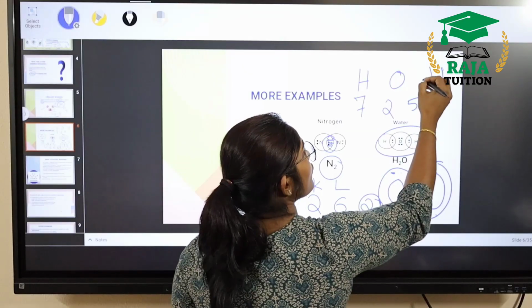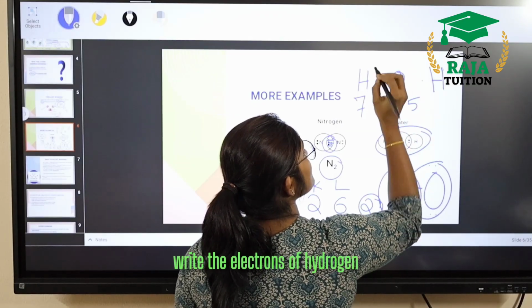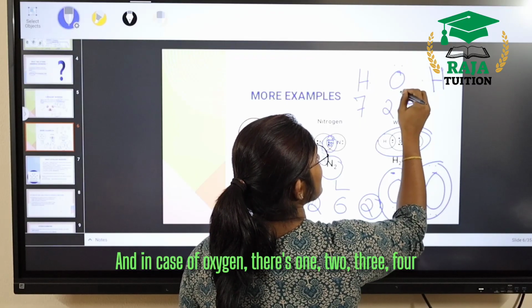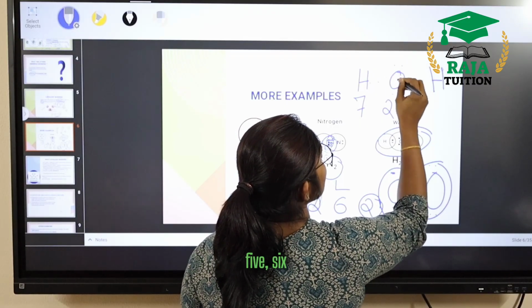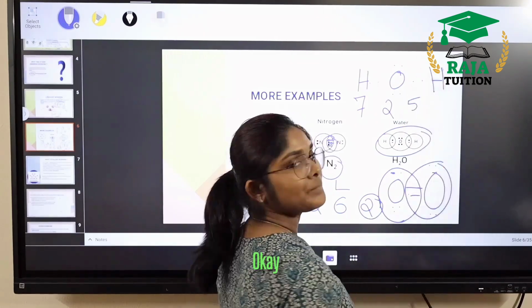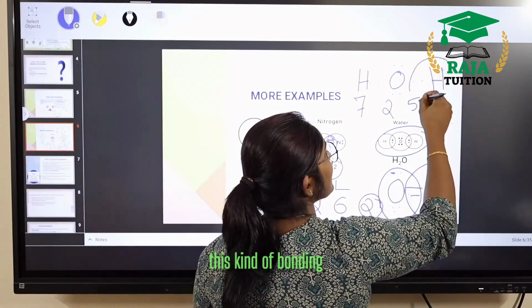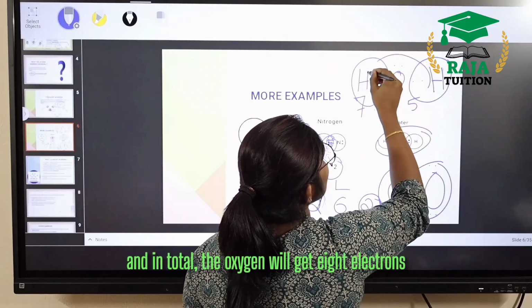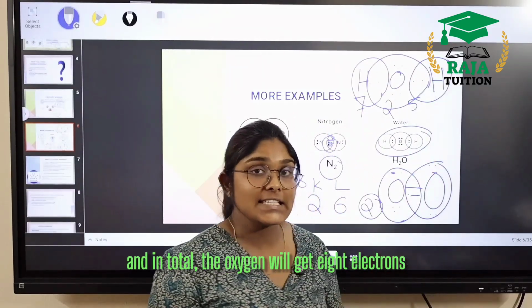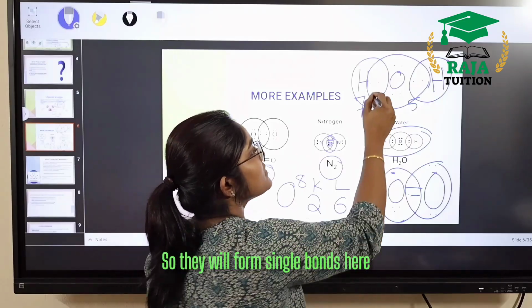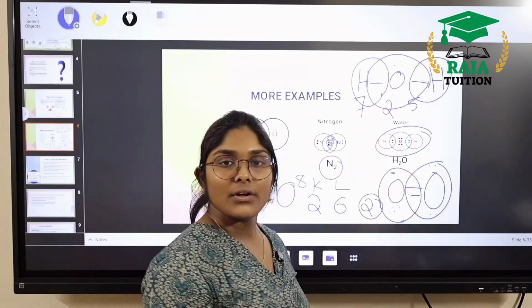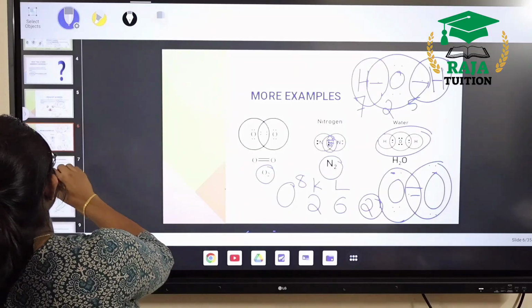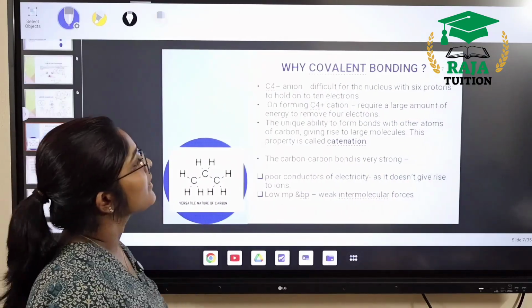So, first of all, write the electrons of hydrogen and in case of oxygen, there are 1, 2, 3, 4, 5, 6. Here, they will share these, and in total, the oxygen will get 8 electrons. So they will form single bonds here. Do you understand? Okay, let's move to the next slide.